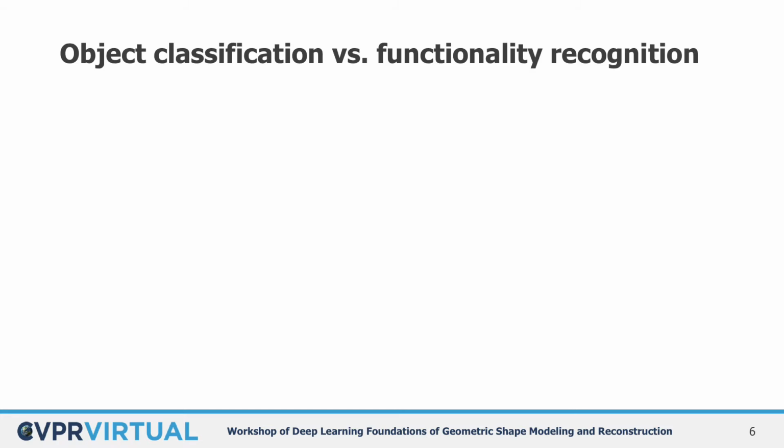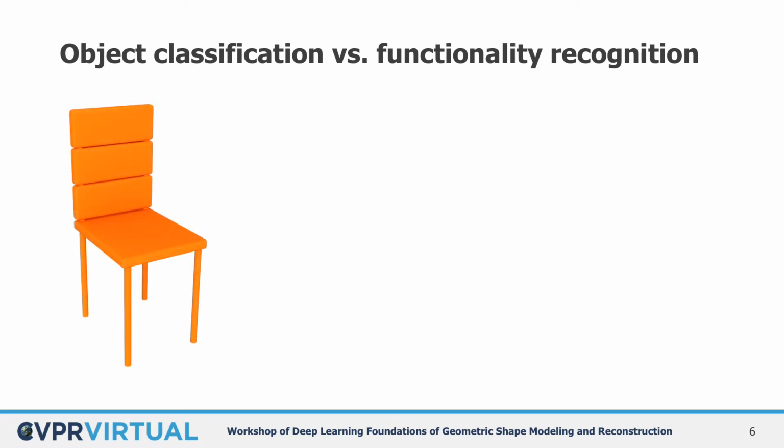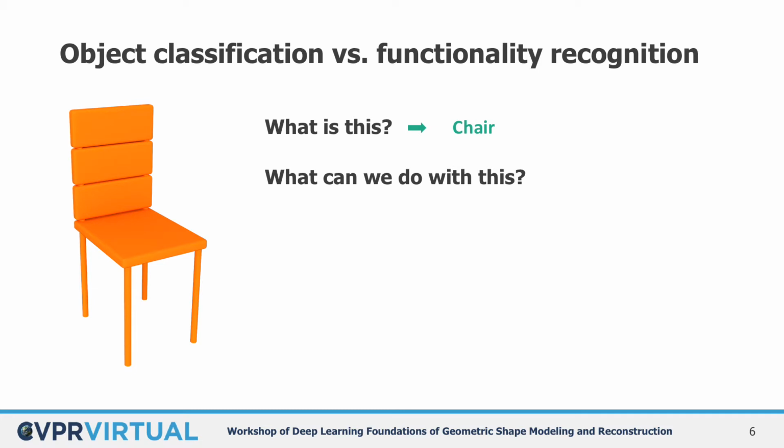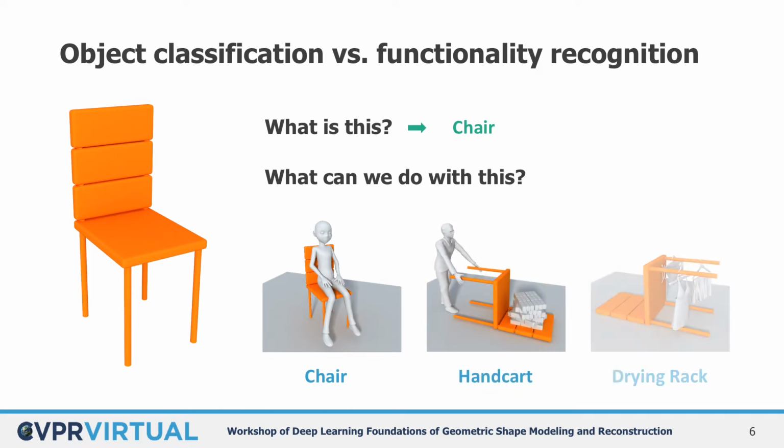One key difference between functionality recognition and object classification is that for object classification, the question to be asked is like, what is this? And the answer for the object shown on the left would be chair. While for functionality recognition, the question is like, what can we do with this? And we can see that, other than chair, this object can be used as a handcart and drying rack. From this simple example, we can see that, other than a single category label, an object can be used in different ways and serve different functionalities.